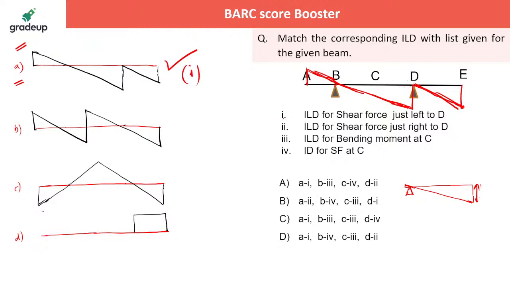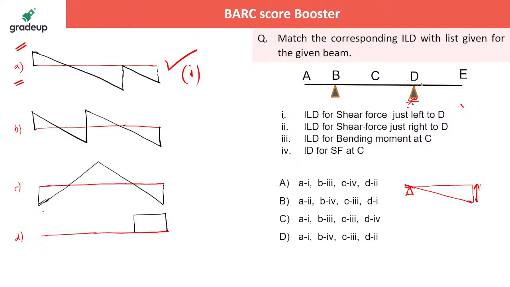Now next to that, the ILD for shear force just right of D. What will that be? We'll see that one. Just right of D. It is your determinate structure, right? And just right of D, if you come to this side, what will happen? See, D is not your end hinge portion. So D has another hinge at B. So D will actually behave as a partially fixed one.